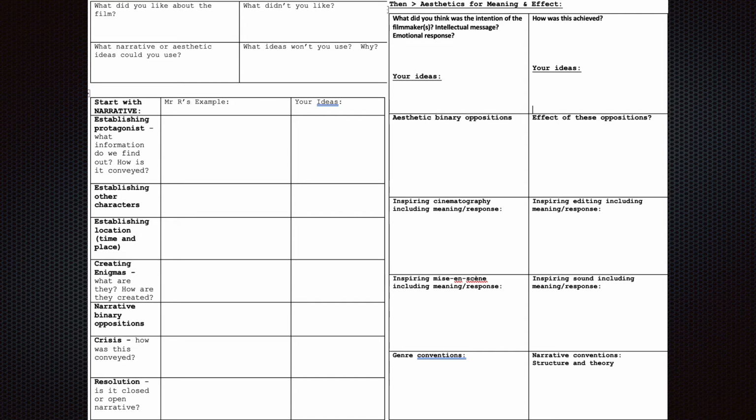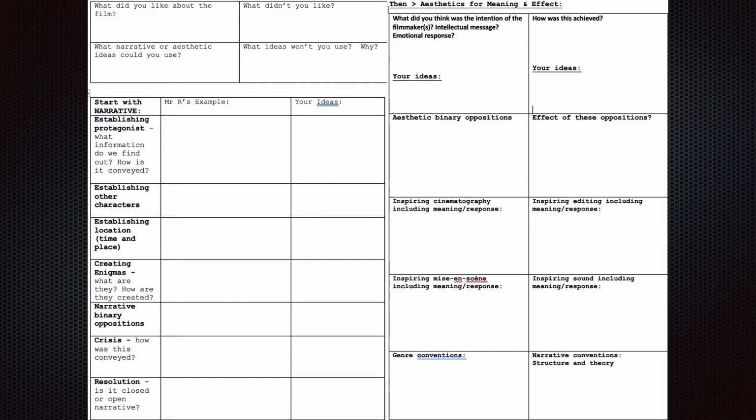As ever, what inspirations could you use in your film, whether they be narrative or technical and aesthetic? Or what ideas won't you use and why? That could be a brief way of bringing in a mandated film to your evaluation without having to spend too long if you've got too many to get through.